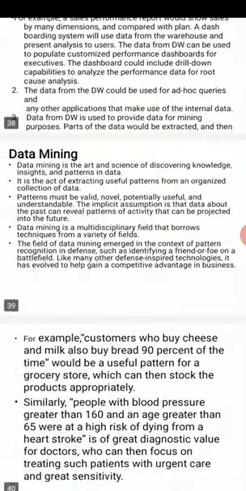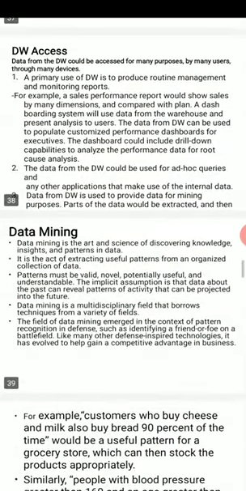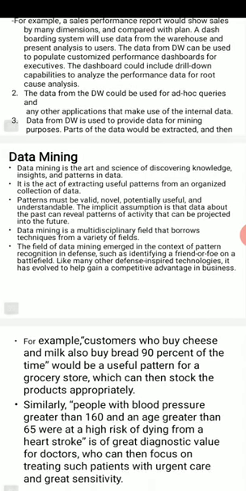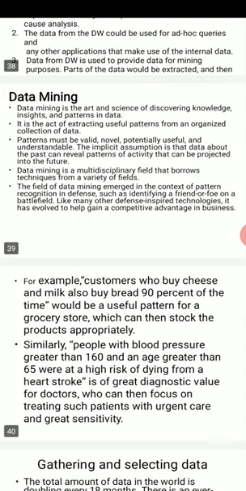So this is data warehouse and data mining. Data mining is the art and science, as I have told previously, which all of you know. It is an art and science of discovering knowledge, which we also call knowledge discovery in data, the KDD process. So it is the science of discovering knowledge, insight and patterns in data. It is the act of extracting useful patterns from an organized collection of data.